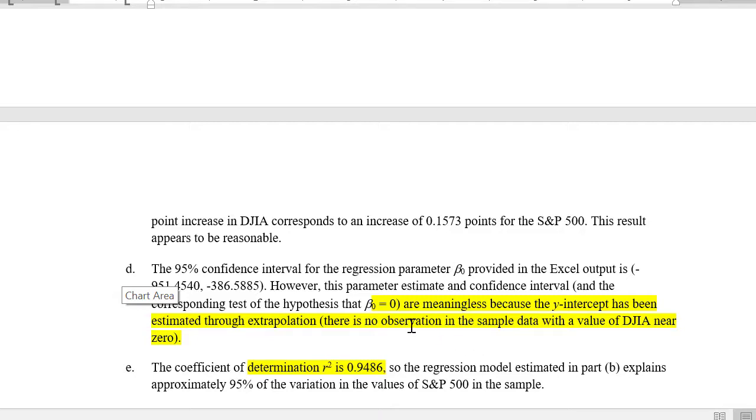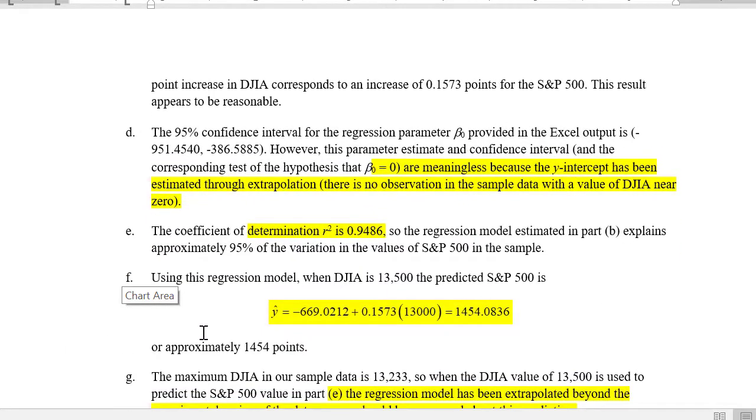For B0, again, we would probably say you can reject, but you can also say that it was meaningless because the y-intercept has been estimated through extrapolation. The coefficient of determination is 94.86%, so it explains a lot.